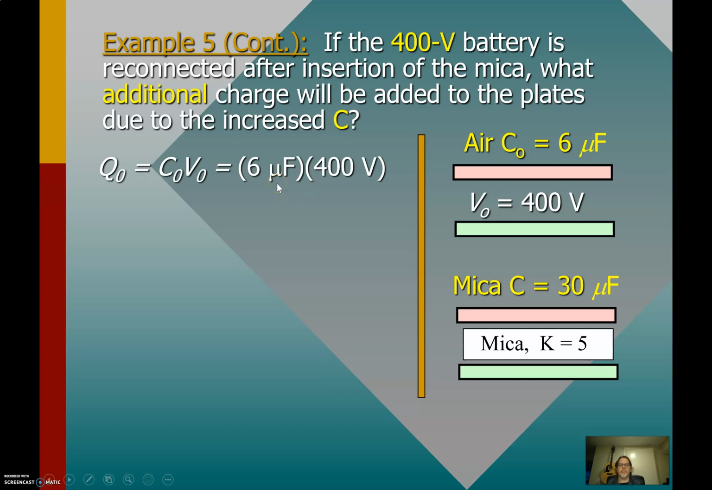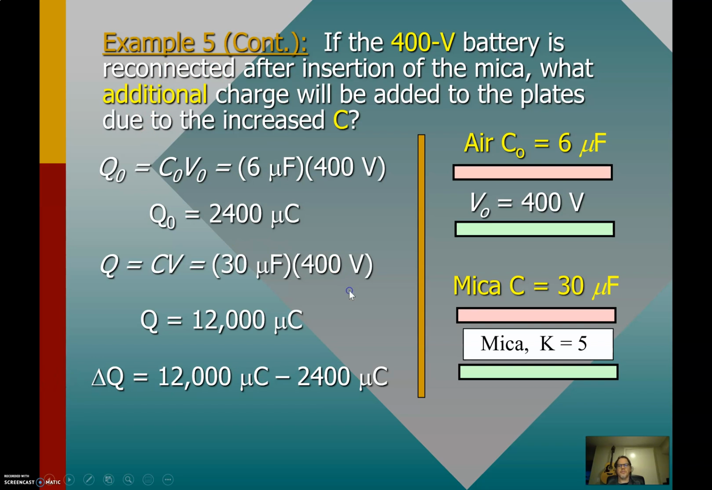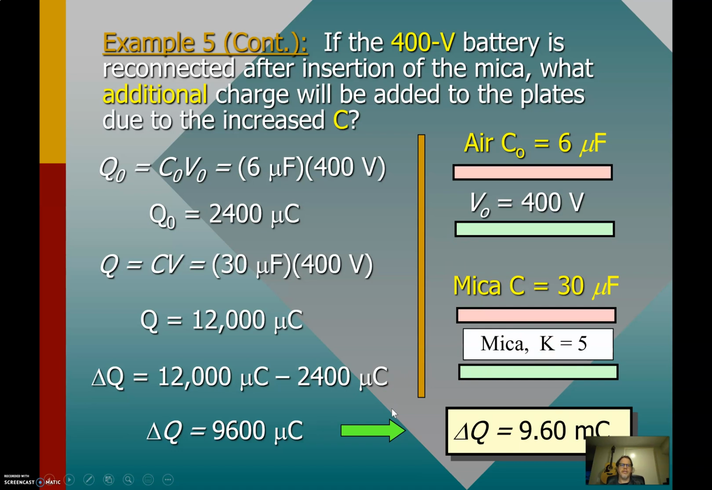Well, originally it was 6 microfarads, and at 400 volts, that would be the amount of charge stored on the thing. Okay, but now if you increase it to 30 microfarads at 400 volts, that's the amount of charge that is stored. So if you want to find the additional charge added, it's just the difference. Okay, so by having the mica on the inside, we've added a lot more charge to the thing. In fact, it's going to be 5 times the amount of charge because it has a dielectric constant of 5. And so there it is, in millicoulombs.